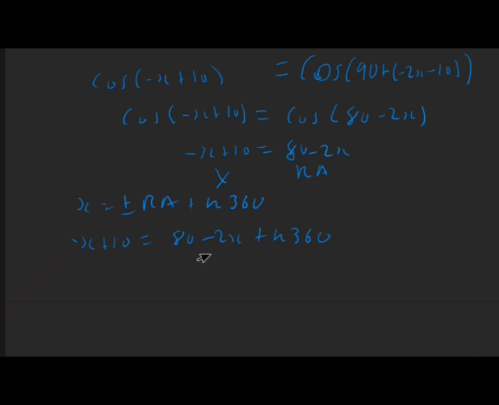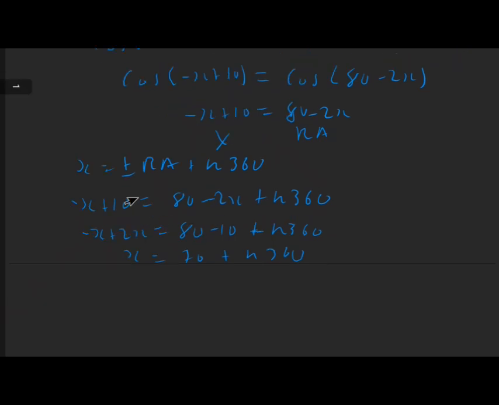So when we take 2x to this side, it's going to be minus x plus 2x. This is equal to 80 minus 10. So 80 minus 10, and then we're going to have 360. So then this is going to end up being x is equal to 70 plus k 360. So that's the first one.